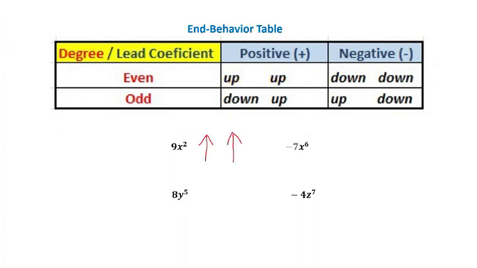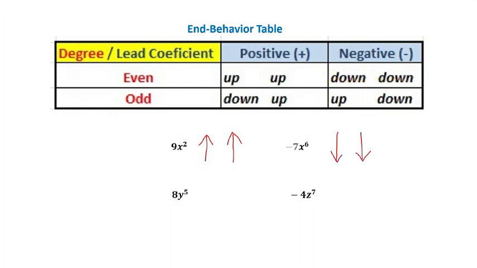Now let's look at negative 7x to the sixth power. 6 is an even number, and negative 7, your leading coefficient, is a negative number. So in that case, you would be in this area here, down, down. That means your end behaviors will both be down, on the left and right side.